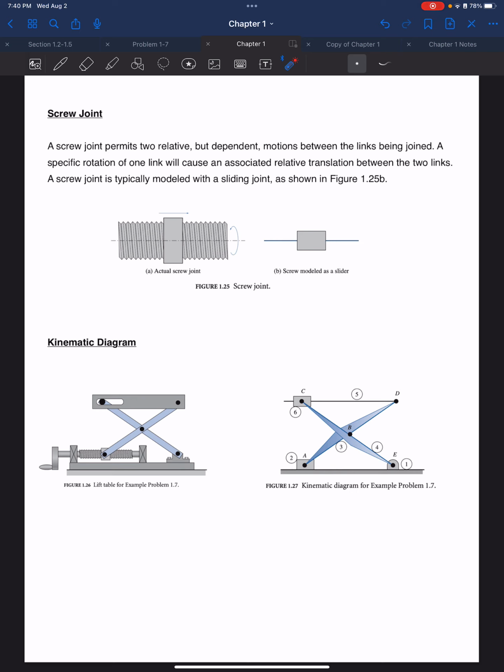Below we have a little kinematic diagram that's showing our screw. And we see that we just have it modeled as a slide right here. We can also see up here, we have that pin in a slide that is in turn modeled as a slide with a pin in it.